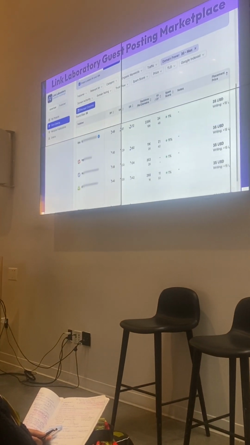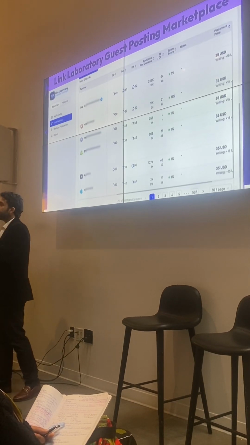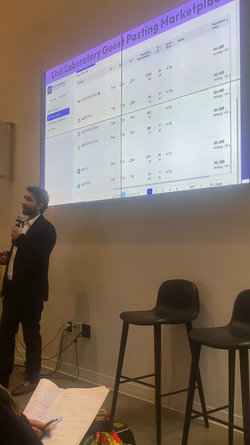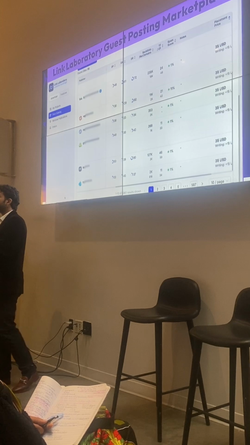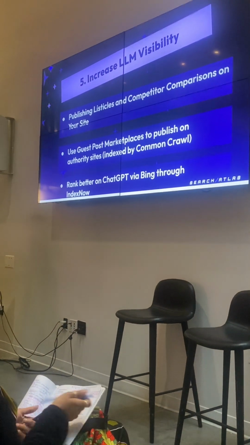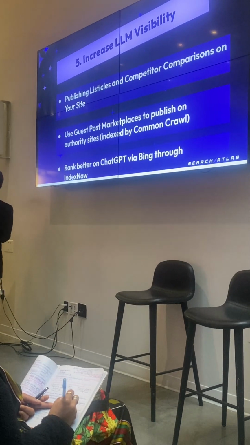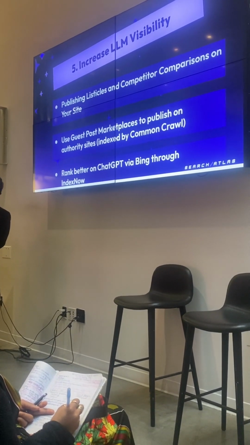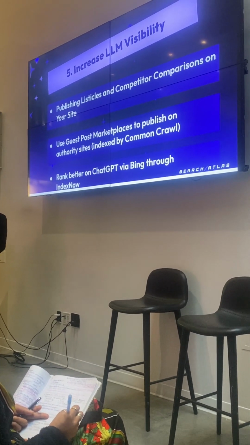It used to be forbidden by Google, and now they just sort of allowed it to happen. There are not many of these out there, and Link Laboratory is by far the biggest and the cheapest in the world. When you do that, not only will you rank better in Google, but you will also get more visible in the large language models.